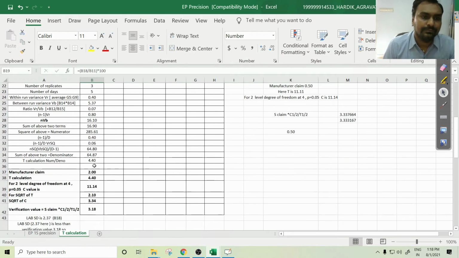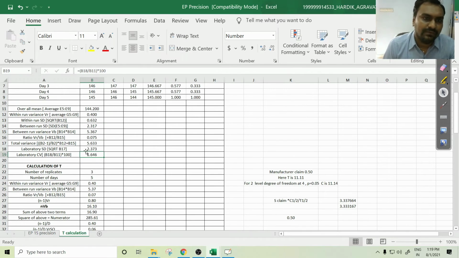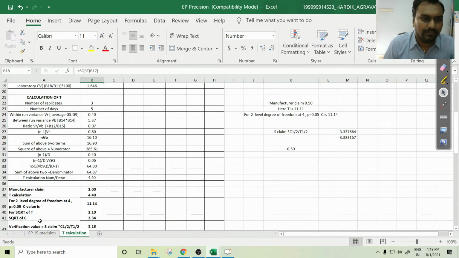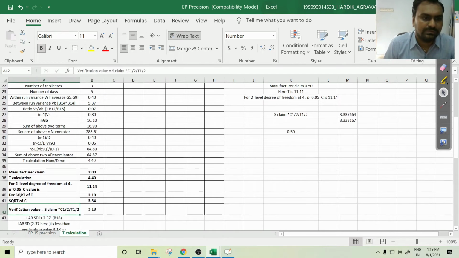Suppose manufacturer's claim of SD is 2, and we got the result 2.3. So whether we can accept it or not. For that we have an additional formula. So we have to check the verification value. This verification value is equal to manufacturer's claim into square root of C, that we will get from the chi-square table, divided by square root of T, where T is the effective degree of freedom. It is a little bit complex. So how to calculate T we will see now.